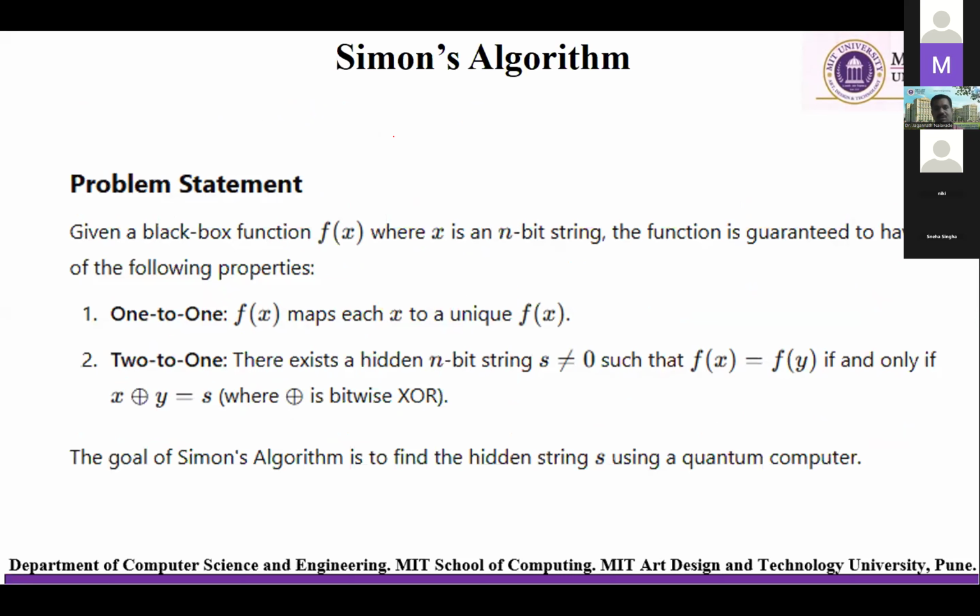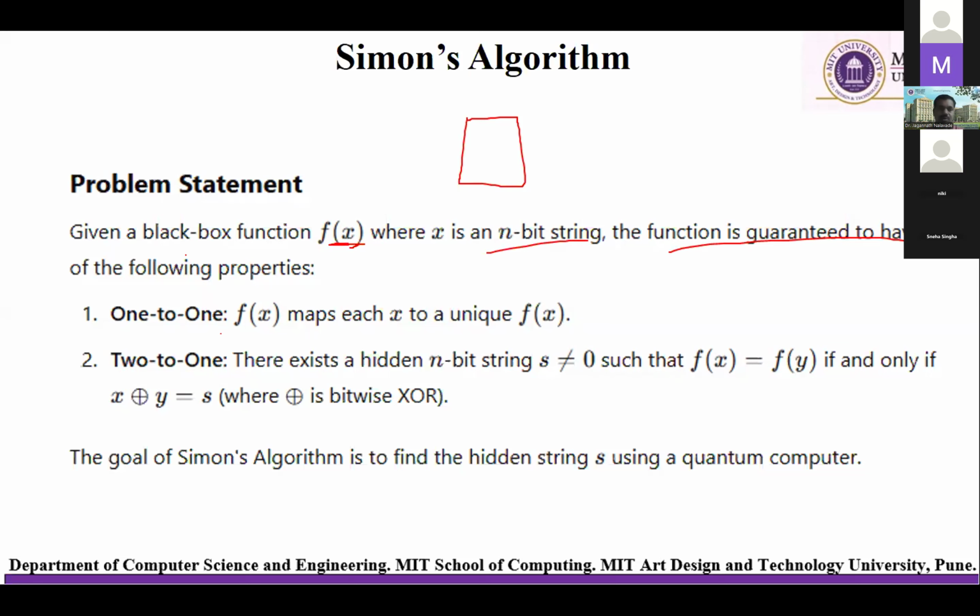Simon's algorithm, here one problem is considered. In this particular problem, we are definitely discussing a quantum algorithm. There will be a black box function f of x, where x is an n-bit string. We pass x, the n-bit string, and the function is guaranteed to have one of the following properties.